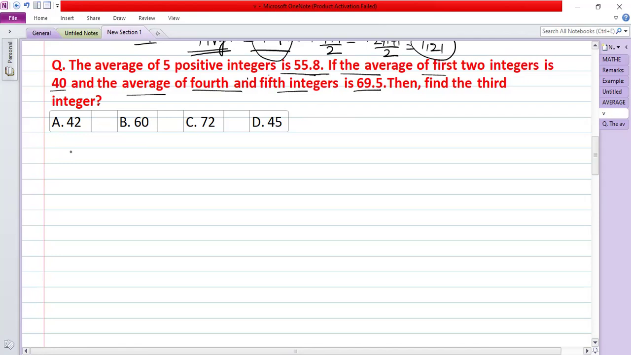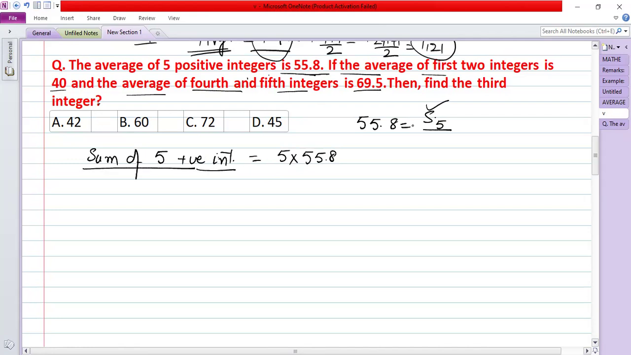So here, if we go by the basic method, then the sum of the five positive integers will be nothing but 5 into 55.8. Why? Because 55.8, this average, is the sum of the five, S5, divided by their number, 5. So this S5 is nothing but 55.8 into 5.